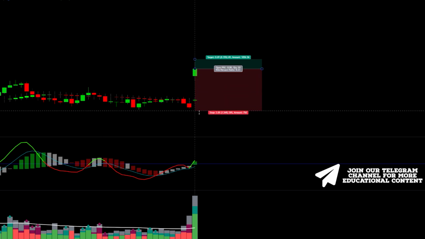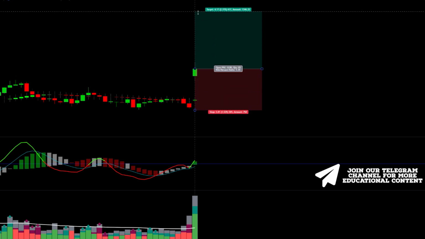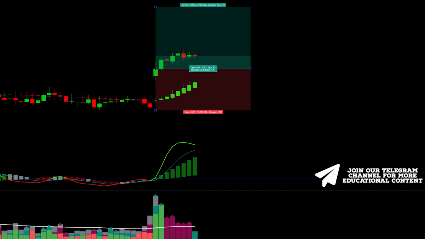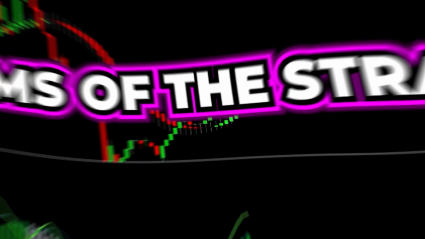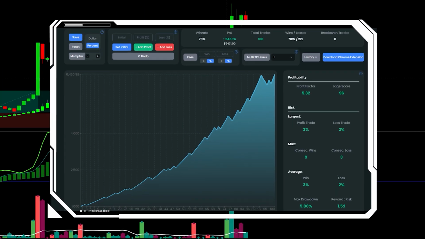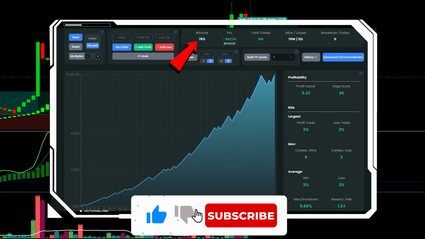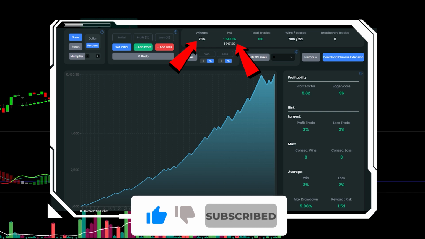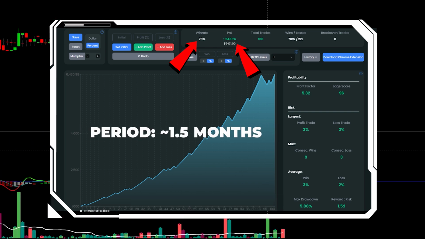We place a stop below the latest low and target 1.5 for 1 risk to reward. Bingo, take profit was smashed. In terms of the strategy's performance in backtest, we received an amazing win rate of 78%, while the account growth figure stood at more than 540% in about 1.5 months.